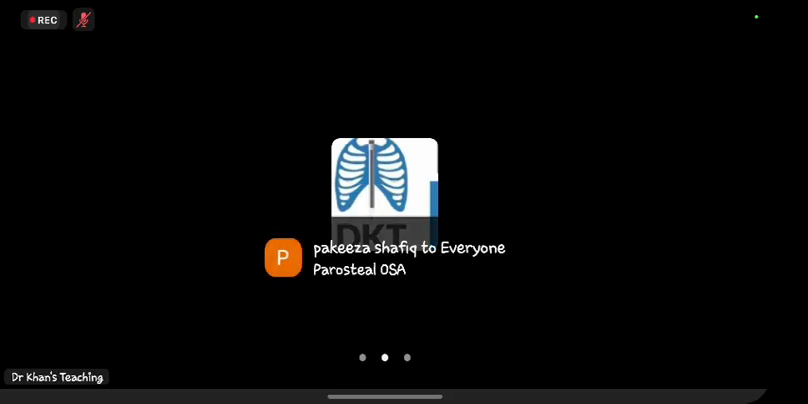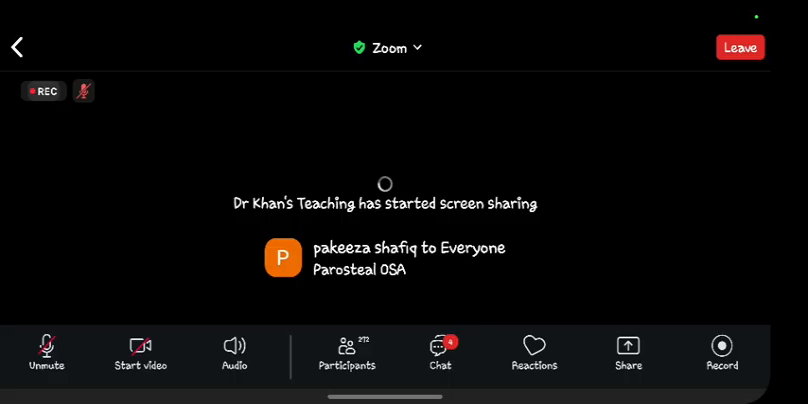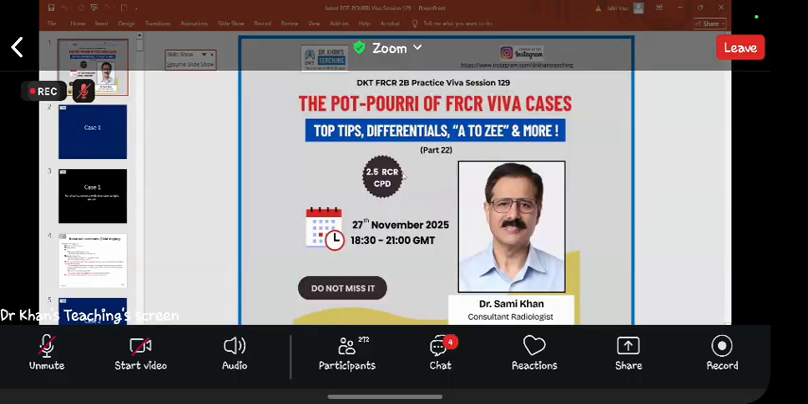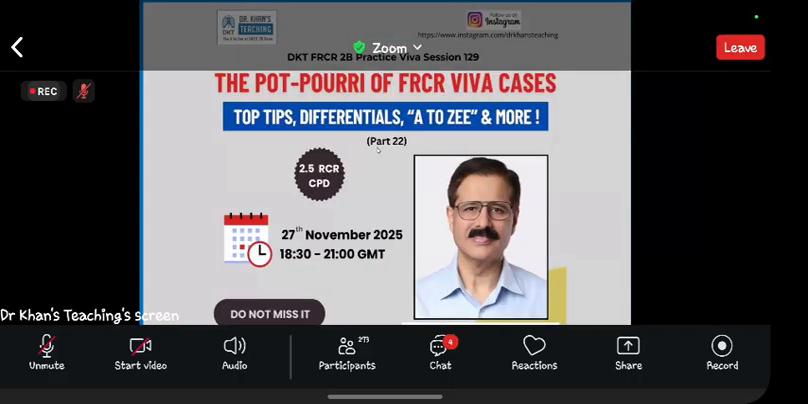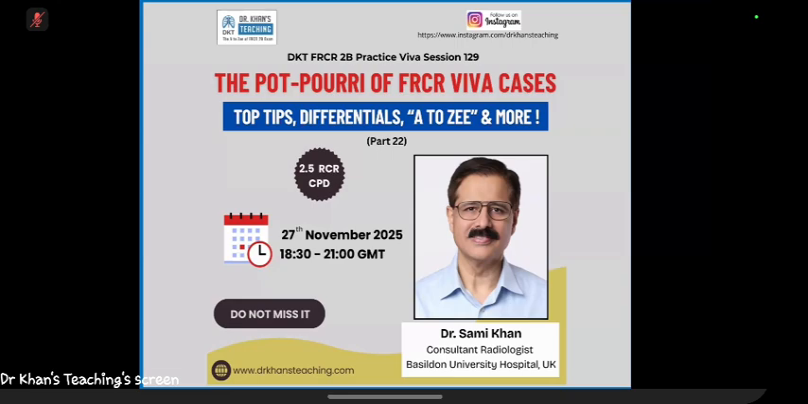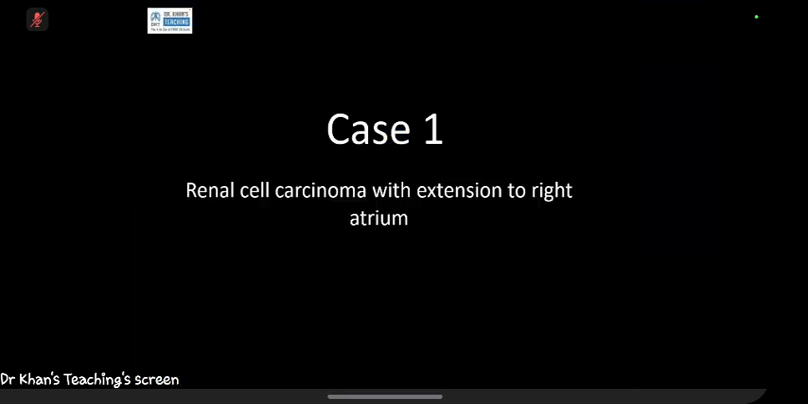So what I'll do is go through both cases and then I will go through the cases on Osiris. But first of all, let me just show you the solution or the diagnosis for both the cases. So the first case was, of course, renal cell carcinoma with extension into right atrium.